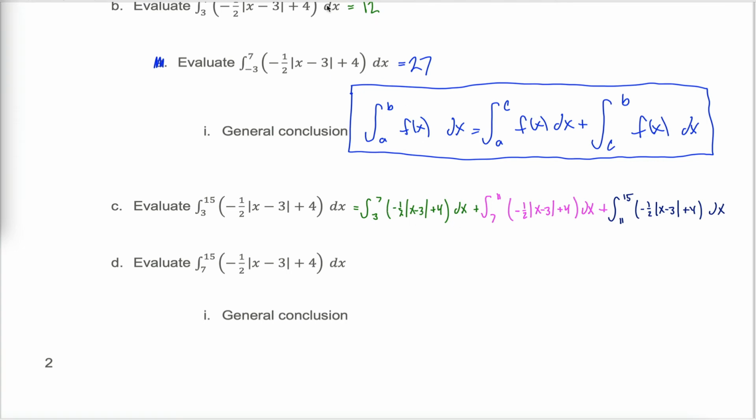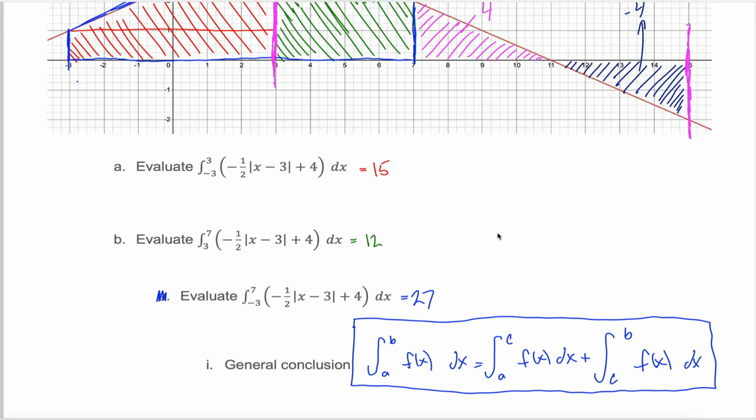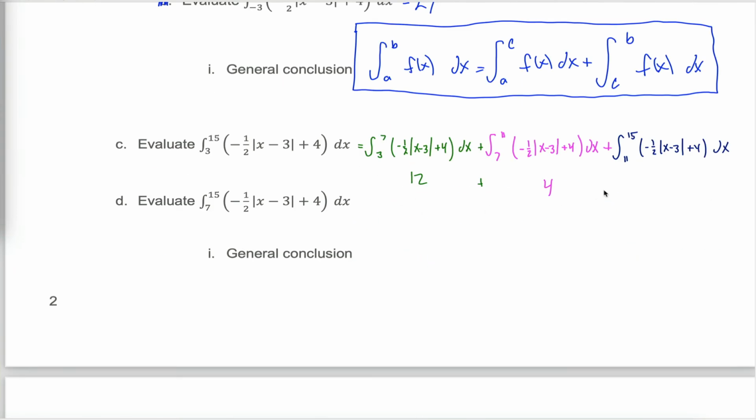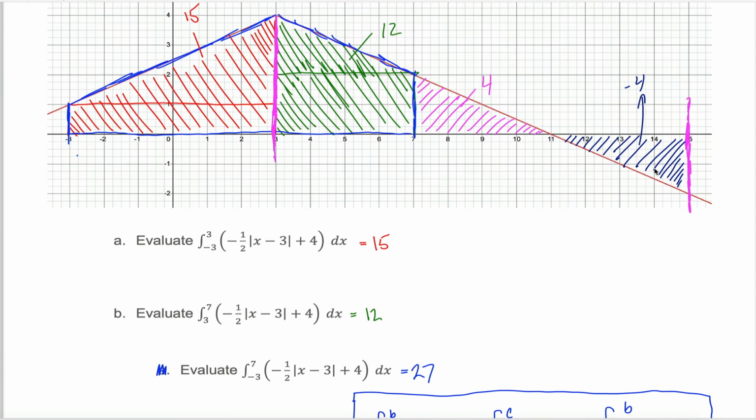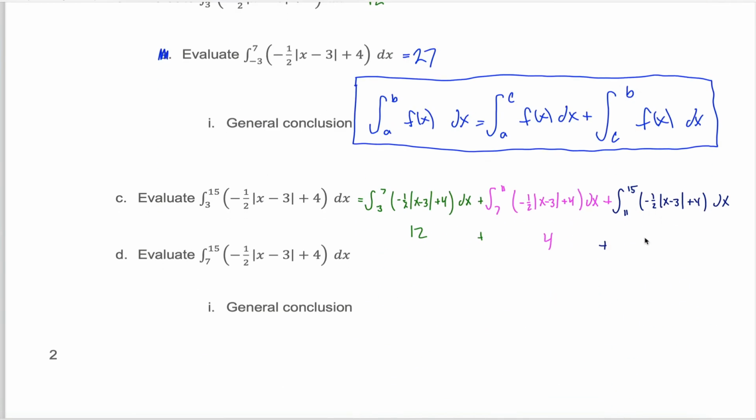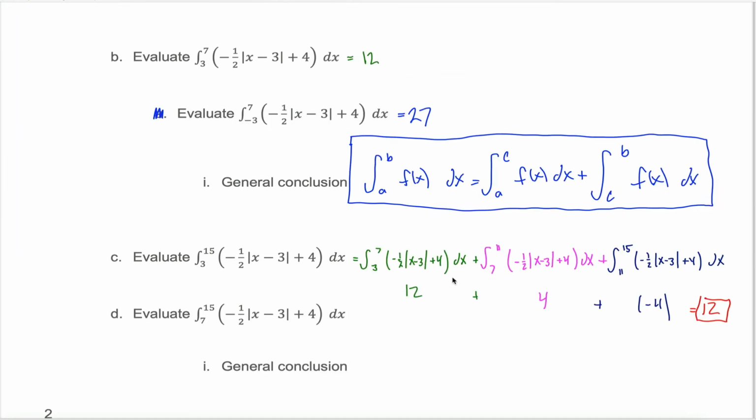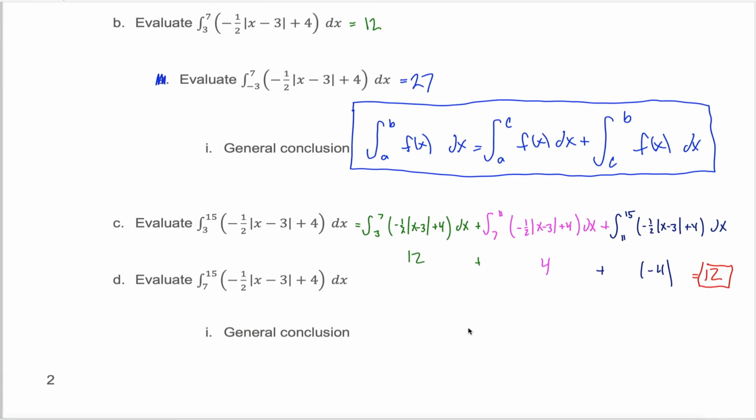This integral we already figured up here is equal to 12. This integral in pink we figured out right here was equal to 4. And even though it's a little bit weird, this final integral from 11 to 15 of this curve, because we're below the x-axis, we count the area as negative. It's equal to -4. The final answer, if somebody asked you to evaluate this integral right here, it would just be equal to 12.